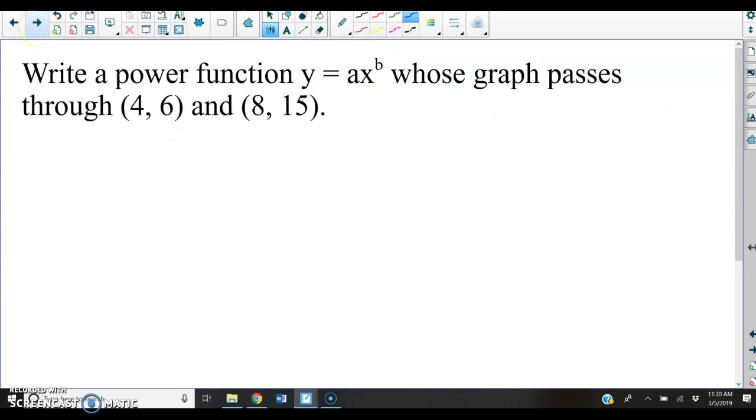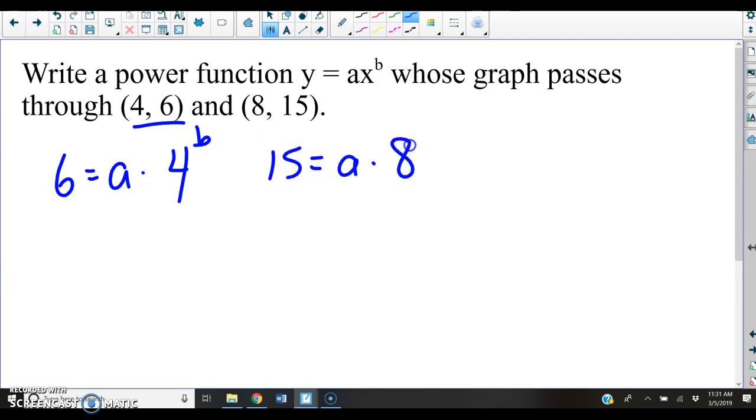All right? So if we have a power function, y equals a times x to the b, y is 6 on this first point. We don't know a. We know x is 4 to the b. And on the second one, I have 15 equals a times 8 to the b. Well, this part is going to be much the same as we had before. Let's solve for a. And usually we solve it on the easier one, but I don't know if there is an easy one here.